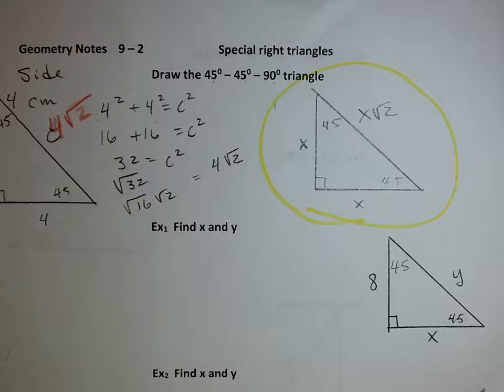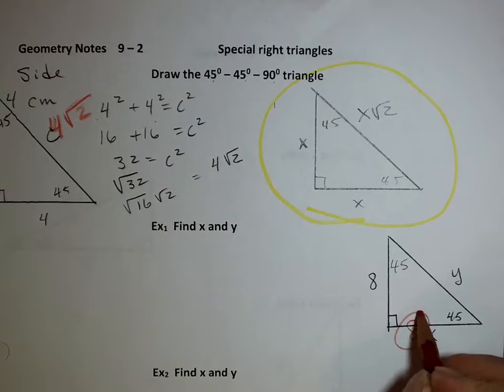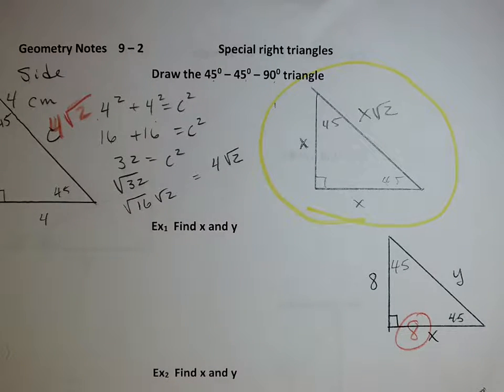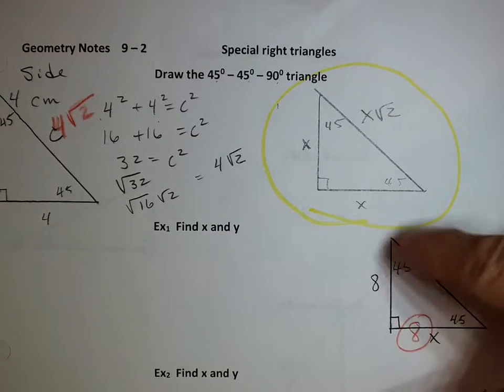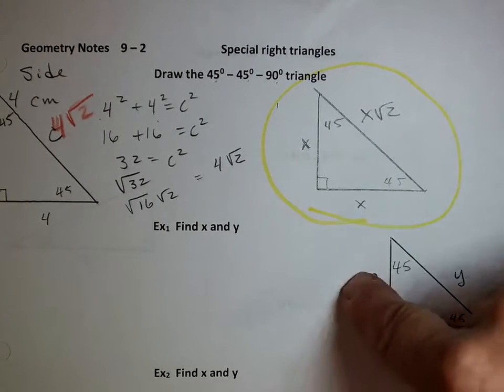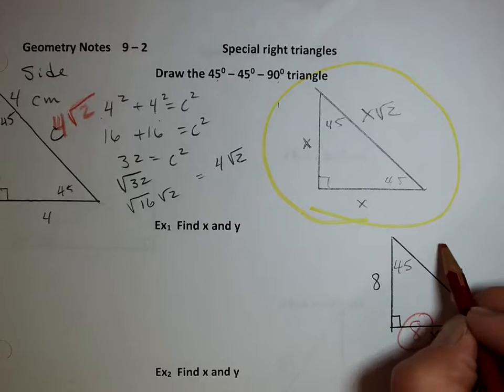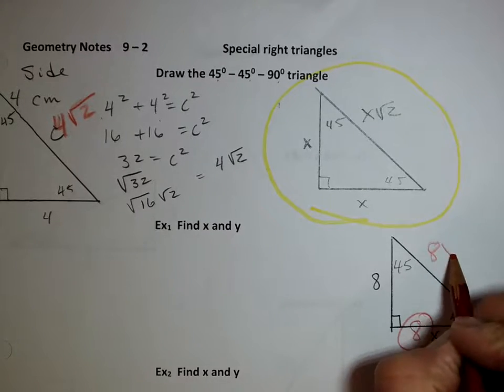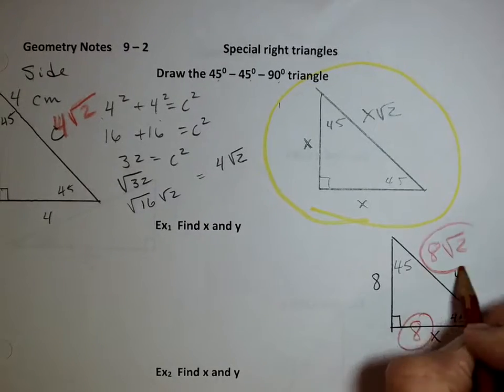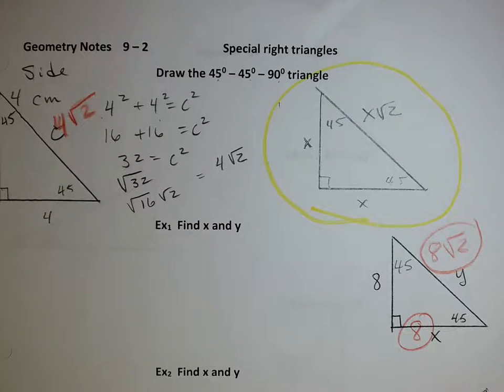Okay, so this is also going to be 8, right? Because it's half a square. That's easy. Now the hypotenuse is always going to be whatever this is times the square root of 2. So this is going to be 8 square roots of 2. And that's the exact length of that.